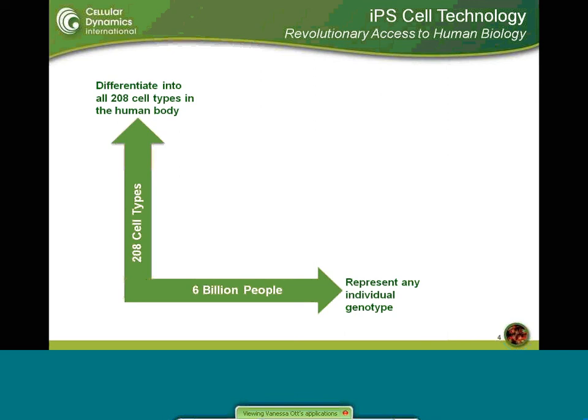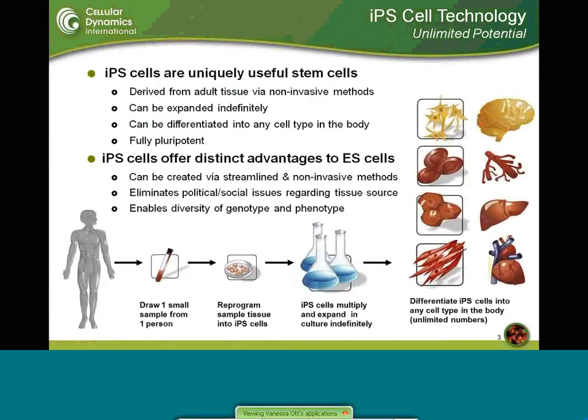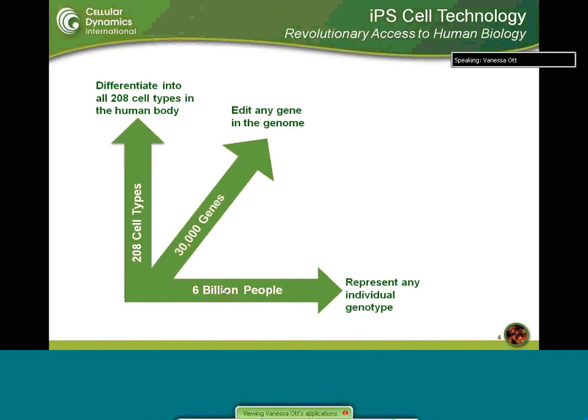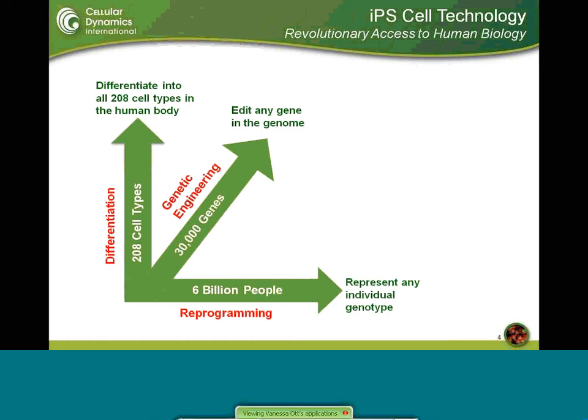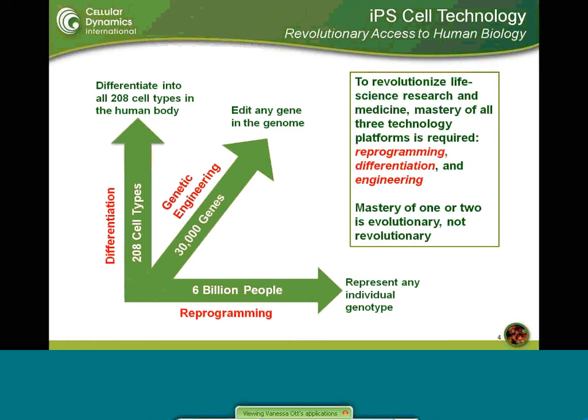So as I mentioned, iPS cells can be used to differentiate all 208 cell types in the human body, in theory. iPS cells can be created from any individual. And then, more recently, as technologies for genome editing or genetic engineering in iPS cells have evolved, we now have the opportunity to go in and edit any gene in the genome. So really, as we look at this technology, we see a real potential to revolutionize life science research.